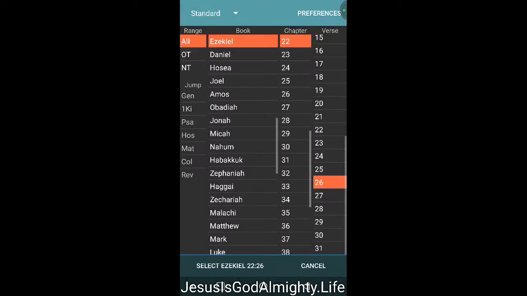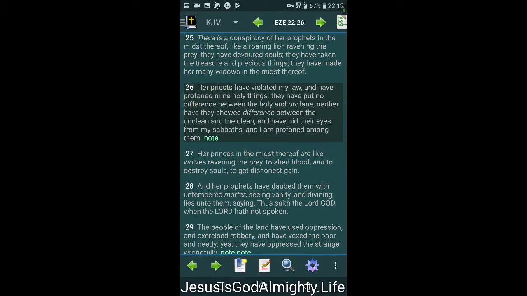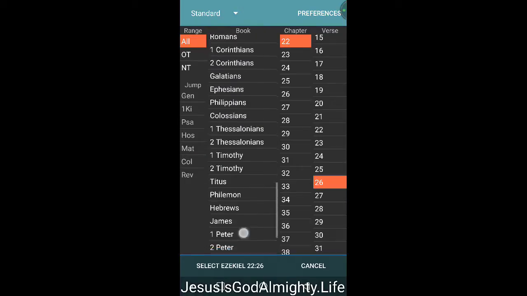This is also an interesting thing here. "Her priests have violated my law and have profaned my holy things. They have put no difference between the holy and profane, neither have they showed difference between the unclean and clean, and have hid their eyes from my Sabbaths, and I am profaned among them. Her princes in the midst thereof are like wolves ravening the prey, to shed blood and to destroy souls, to get dishonest gain." Now, I think we have some problems in our days in regards to these things, in regards to the Roman Catholic Church. Anyway, let's go to Matthew 7 here.